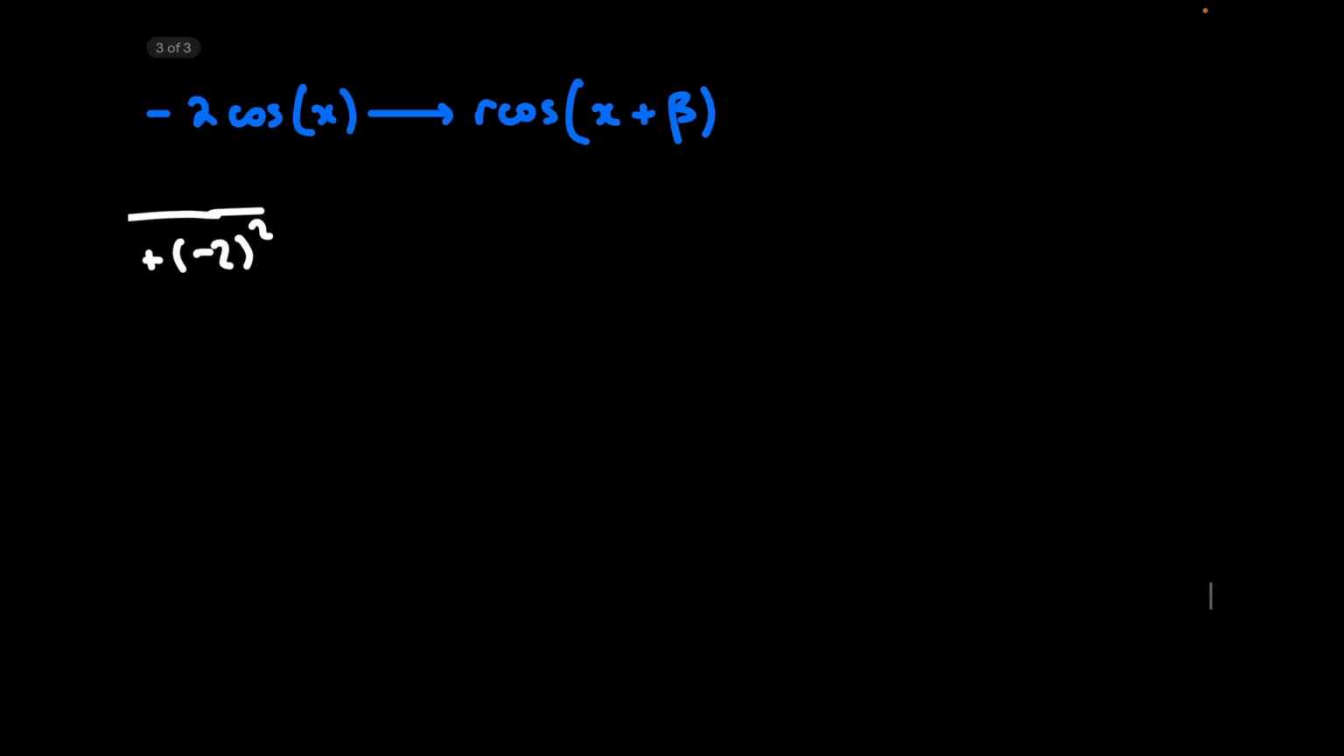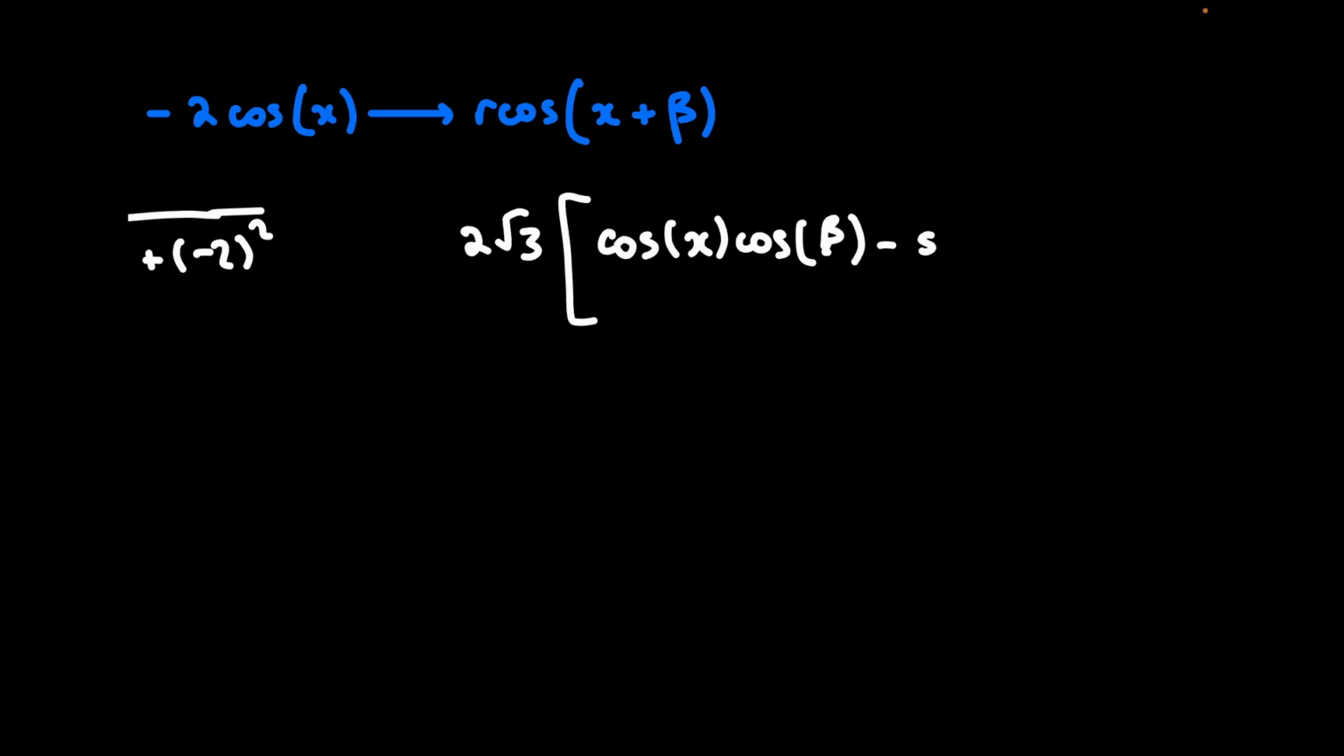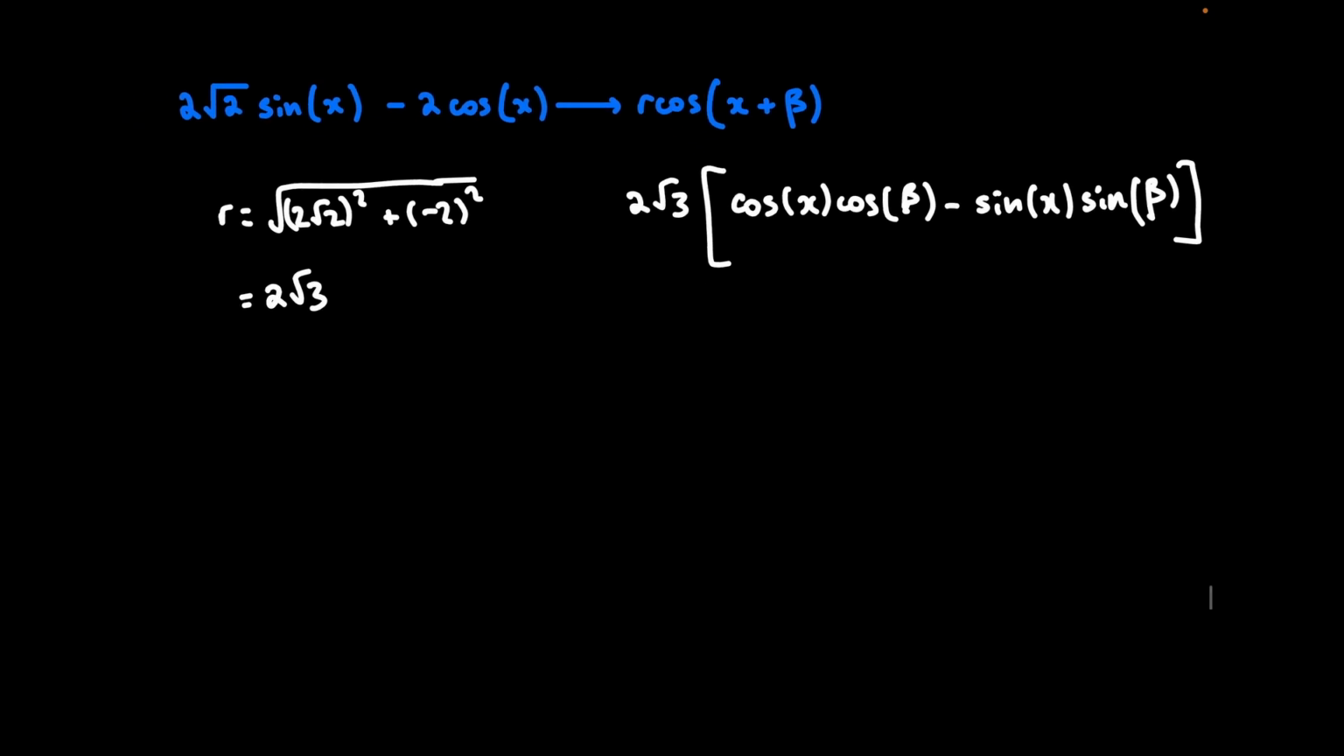Now let's evaluate the addition identity for cos. So 2 square root 3 times, in brackets, cos of x cos of beta, minus sine of x sine of beta. Now that we have this, we can compare coefficients. I'm going to skip a few steps: 2 square root 3 times the cosine of beta, we know that has to equal negative 2.